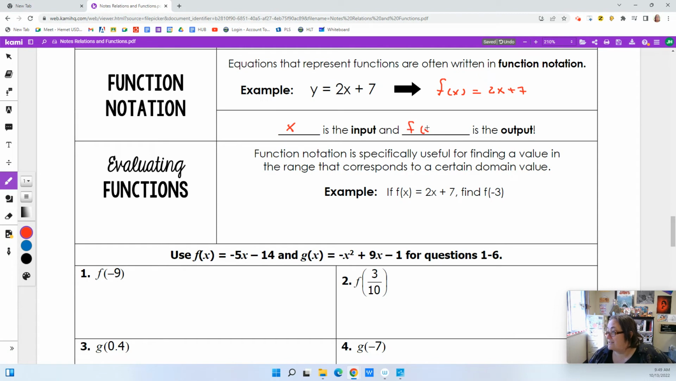or f of x is the output, right? F of x is essentially y. But what f of x really means is the name of the function is f and our input value is x. That means if I put anything into it, it's going to go into the x value. So if I have f of 3, that means anywhere there's an x, I'm going to put in a 3.